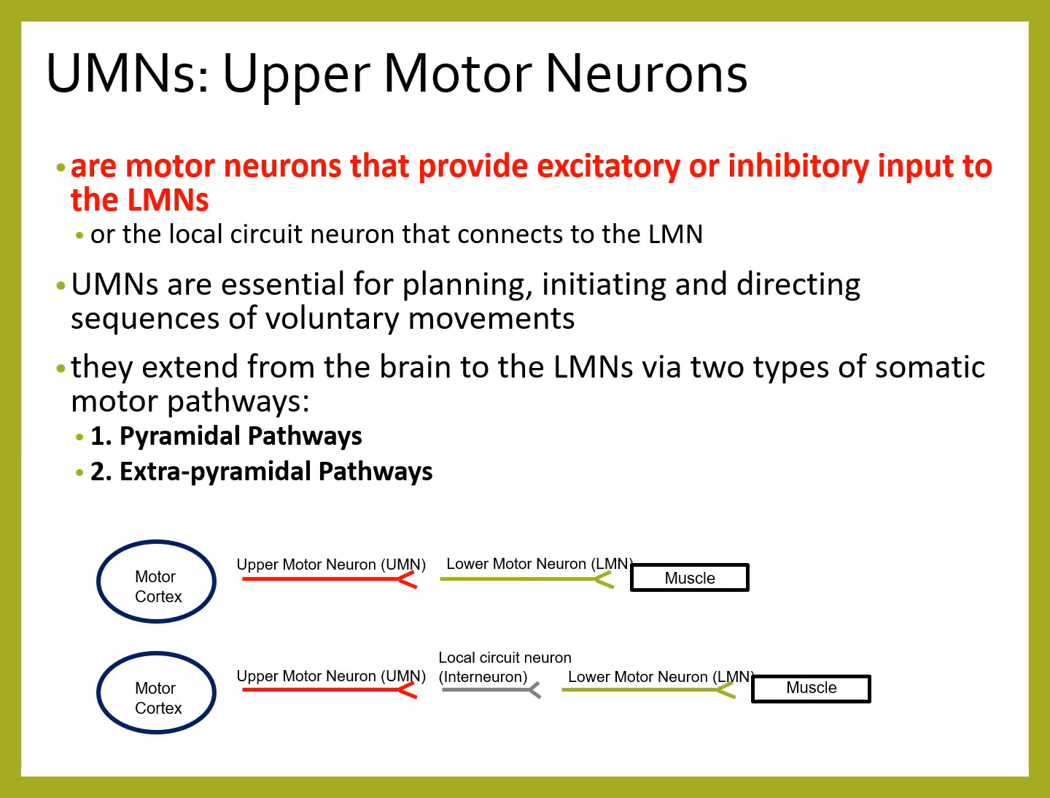Upper motor neurons are motor neurons that provide excitatory or inhibitory input to our lower motor neurons. They can do this directly by synapsing with a lower motor neuron, or they can do it indirectly by synapsing with a local circuit neuron, which then synapses with the lower motor neuron. Upper motor neurons are essential for planning, initiating, and directing sequences of voluntary motor commands to our skeletal muscles. They will extend from the brain to the lower motor neurons, and they form 2 types of somatic motor pathways. One type is called the pyramidal pathway. The second type is the extrapyramidal pathway. And we're going to take a look at both of those right now.